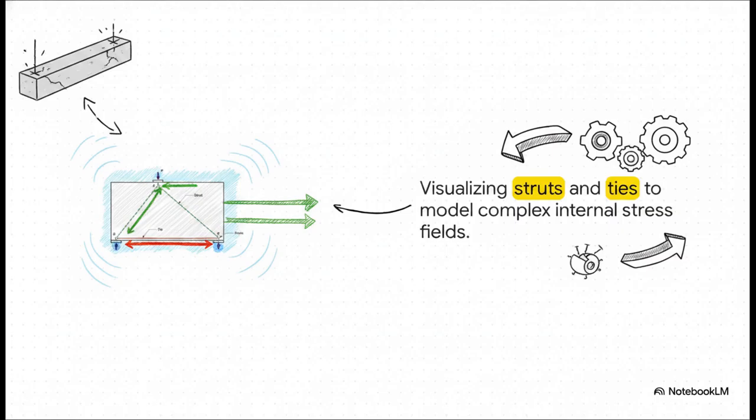Those are our struts. They represent the flow of compressive stresses. And that solid red line running along the bottom, that's our tie, which is handling the tension. And notice how they all connect at specific pin-connected joints? We call those nodes. This entire model complies with the lower bound theorem of plasticity. Basically, that just means as long as this internal truss is in equilibrium and your components don't exceed their yield limits, the structure is absolutely going to safely resist the applied loads.